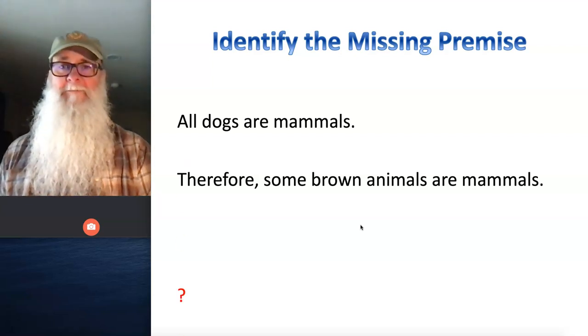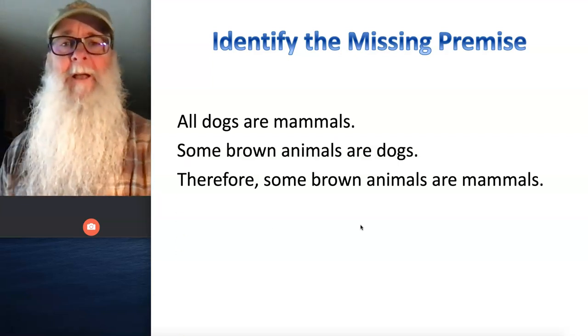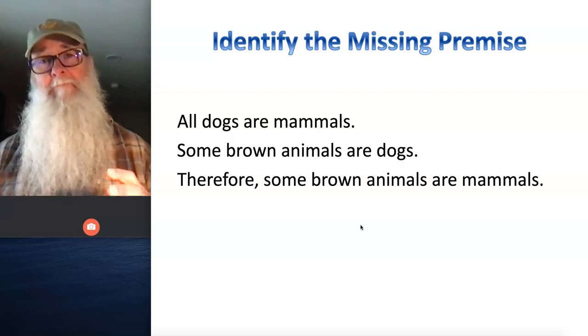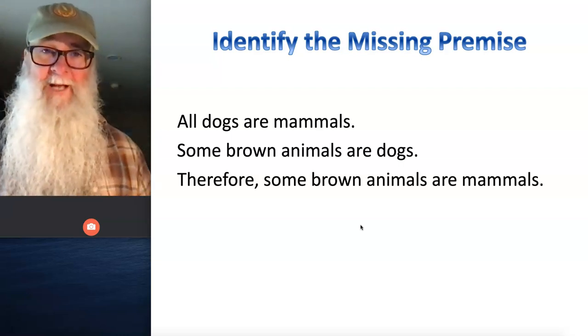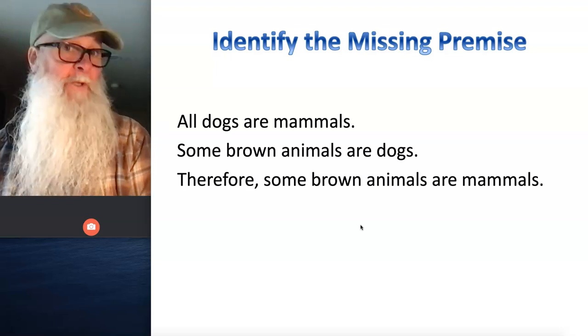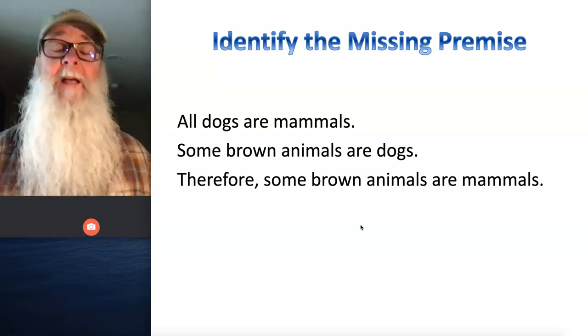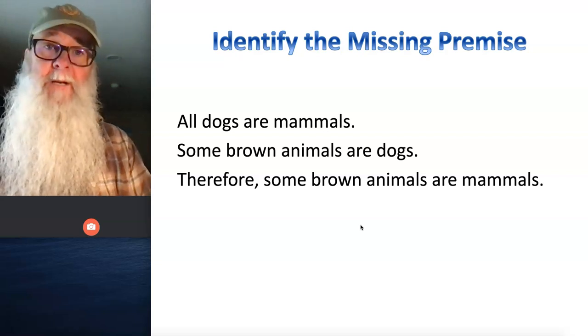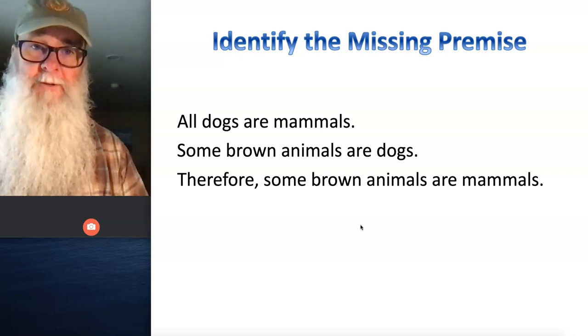Okay, so what's the missing premise here? The missing premise is this: some brown animals are dogs. Now we've completely expressed the standard form categorical syllogism. If it's true that all dogs are mammals, and we assume it's true that some brown animals are dogs, then the conclusion, some brown animals are mammals, follows with logical necessity.